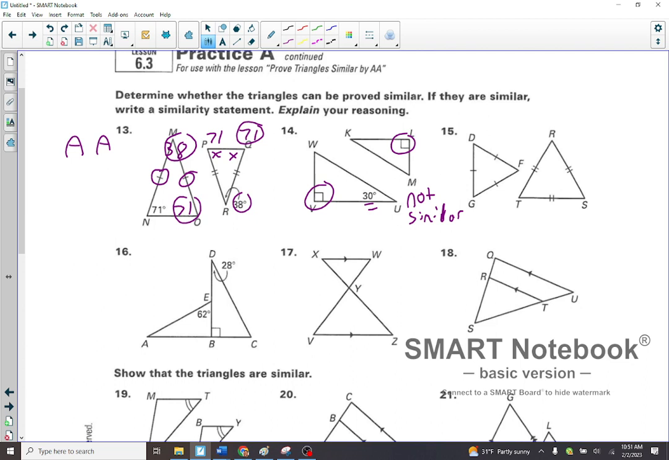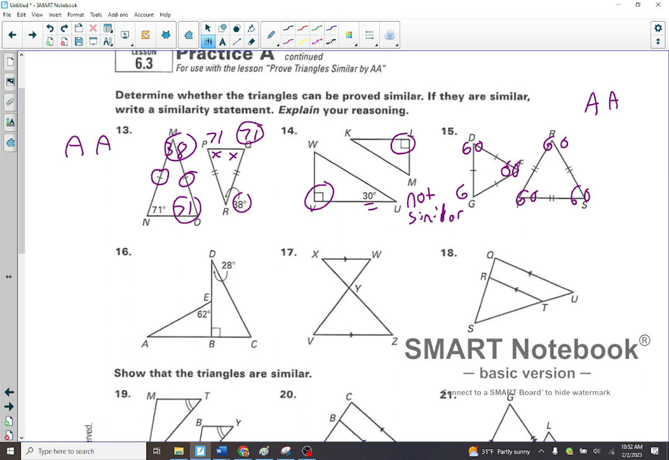15 is going to be, since they're all equal, an equilateral triangle. All equilateral triangles are also equiangular triangles, which means these are 60, 60, 60. The other one is 60, 60 too. How would you know 60? The ticks tell you that all the angles are equal, and since it's a triangle, it equals 180. So then you have two angles that are matching, 60 to 60, so it's angle, angle.